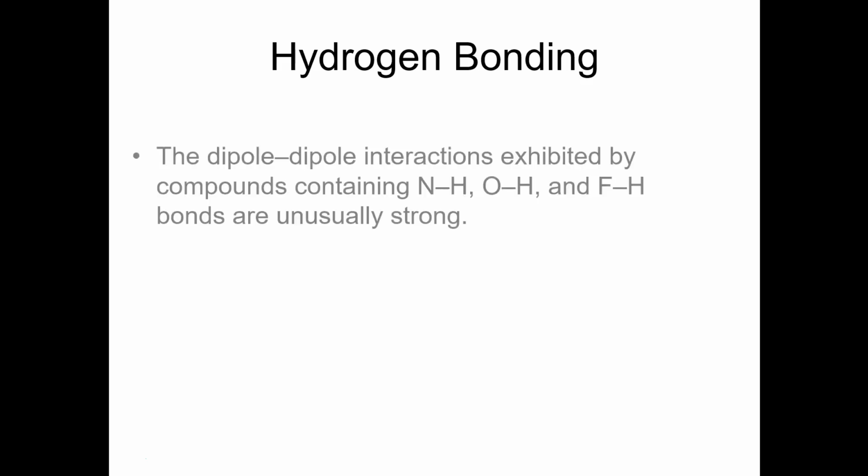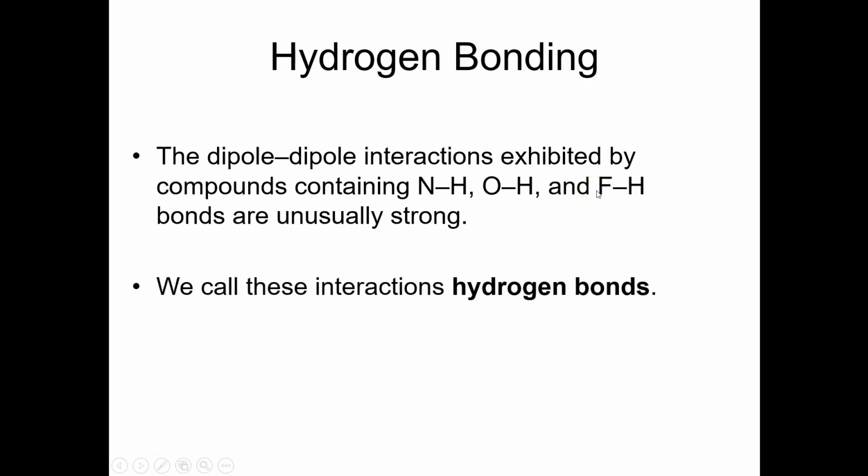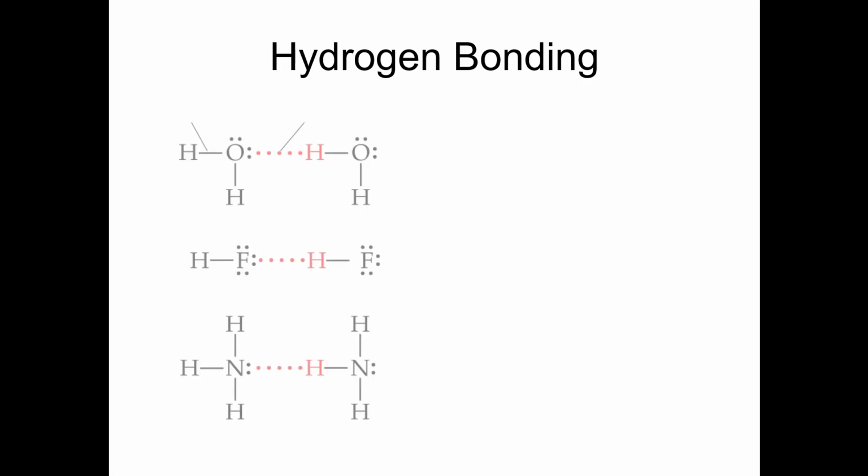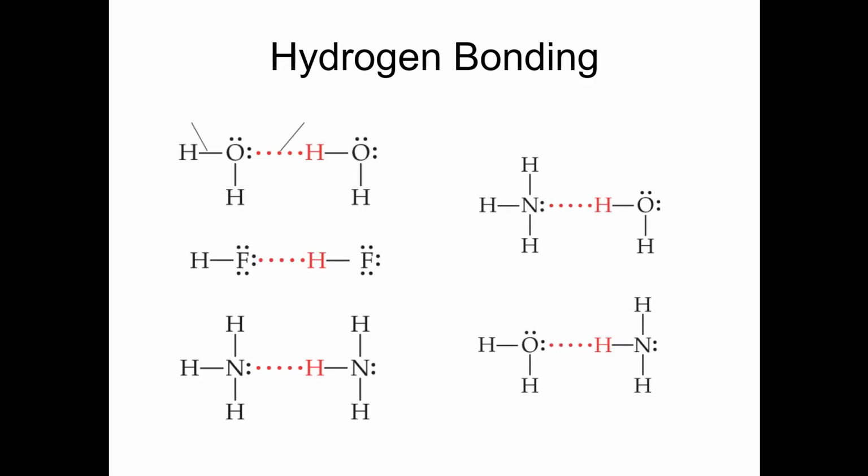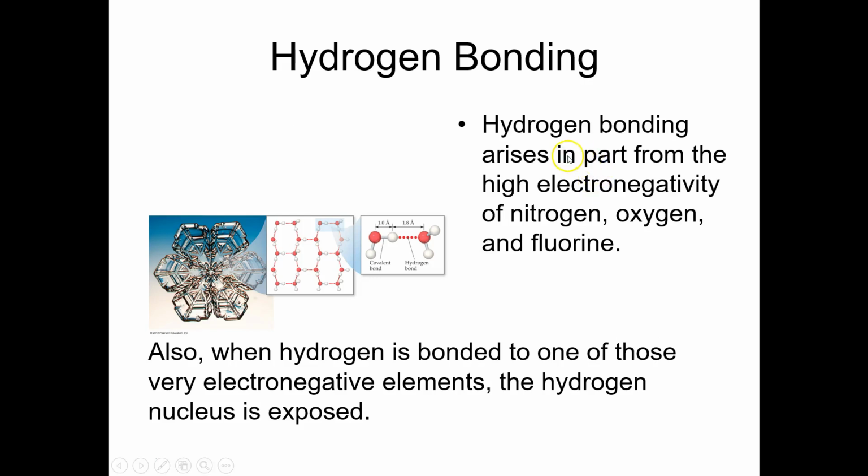And so let's just define what hydrogen bonding is. Hydrogen bonding is a special kind of dipole-dipole interaction that's almost halfway between a dipole-dipole interaction and an ionic bond. And it's exhibited by compounds that contain a nitrogen-hydrogen bond and/or an oxygen-hydrogen bond and/or a fluorine-hydrogen bond. And we call these hydrogen bonds, and it arises from the fact that nitrogen, oxygen, and fluorine are very, very electronegative.